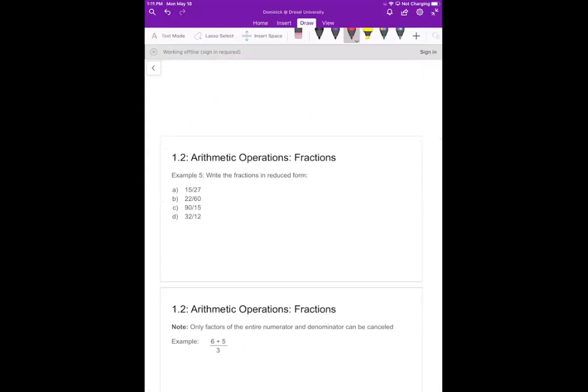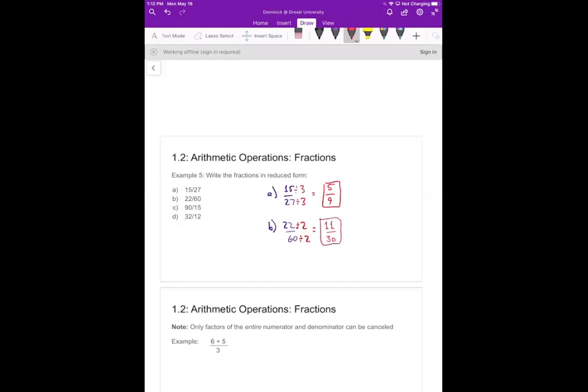All right, so let's do a couple more reduced form. For example, if I have 15/27, it looks like we can divide the top and the bottom by 3, and we get 5/9. And then in part B, we have 22/60. Off the top of my head, I think the best we can maybe do is 2, and it looks like we'll get 11/30.